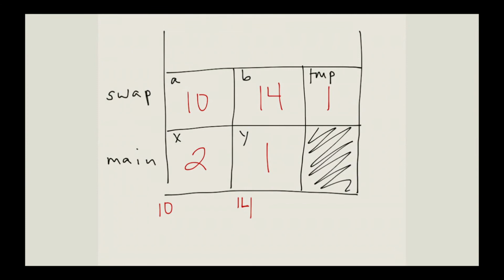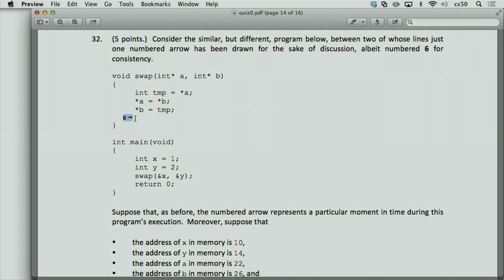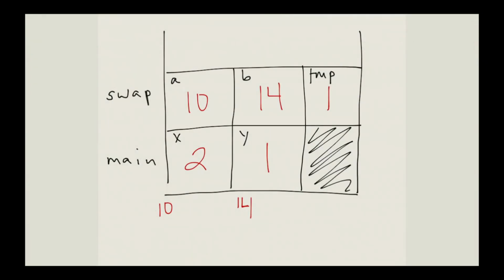So then the next line that executes, of course, if we flip back to the laptop, is this point 6, which is the point at which we wanted to have our diagram completely filled out. So flipping back to the iPad once more, just so you can see the completed diagram, you can see that we have a 10 in A, a 14 in B, a 1 in temp, a 2 in X, and a 1 in Y.